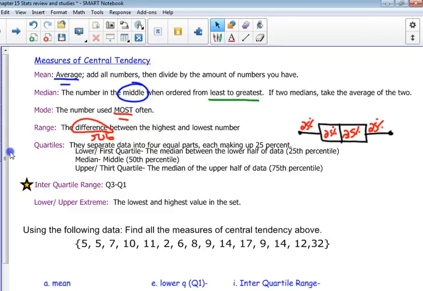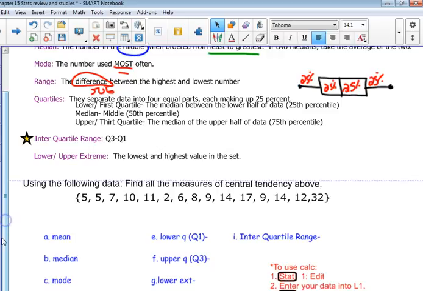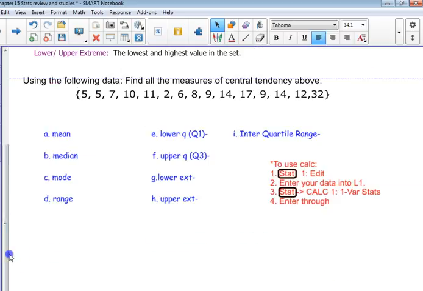A big one that comes up is this idea of interquartile range. And we're going to get this right on the calculator, which is great. And the lower extreme and upper extreme are just the highest and lowest numbers. So I want to show you guys a cool way to do this right in your calculator, so you don't actually have to physically calculate anything. It's really cool. So we're going to be doing this quite a bit.